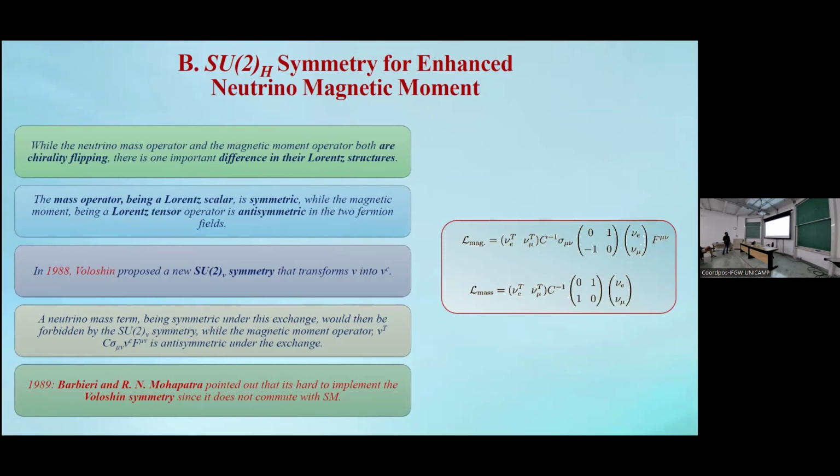A neutrino mass term is symmetric under this extent, so it will be forbidden by SU(2) symmetry, while the magnetic moment operator is antisymmetric under the extent. Then in later years, after Boltzmann proposed this idea, Barbieri and Mohapatra were trying to see whether they could really write down some mass model based on this. But they found that it's quite complicated and it's almost impossible, and the paper's conclusion is exactly that. The reason is that it is hard to implement this Boltzmann symmetry because it develops charged electron Majorana type of mass terms, and it doesn't respect the standard model.